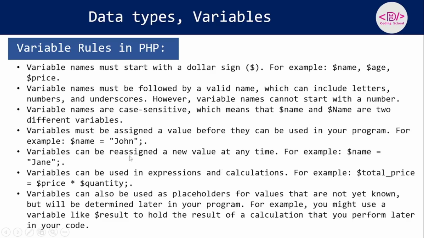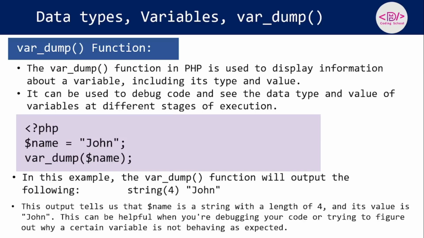The last one: variables can also be used as placeholders for values that are not yet known, but will be determined later in your program. For instance, you might use a variable like result to hold the result of a calculation that you might perform later in your code. As we said, you can say let x, the x should be there, but you can give it a value later in your code.